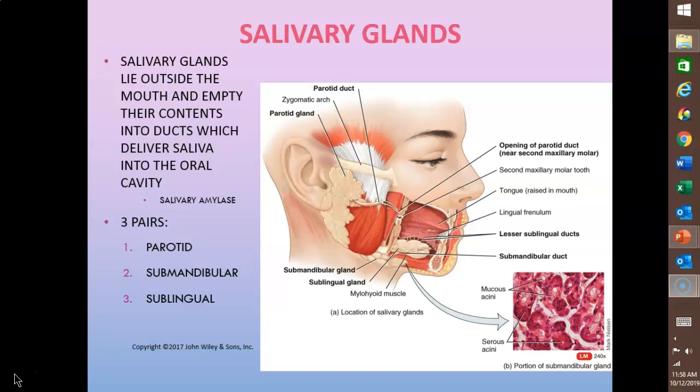Your submandibular gland, submandibular, found on the floor of the mouth under the mandible. So they're medial and partially inferior to the mandible. And then you have your sublingual glands. So these are beneath the tongue and superior to the mandibular glands. They secrete through a duct that opens onto the floor of the oral cavity.